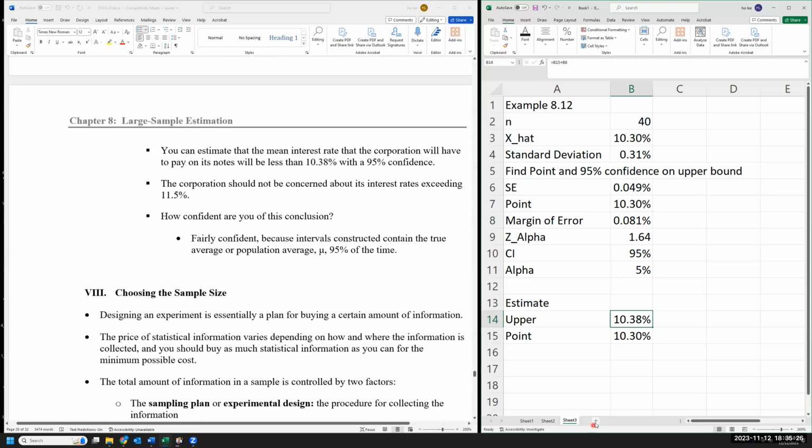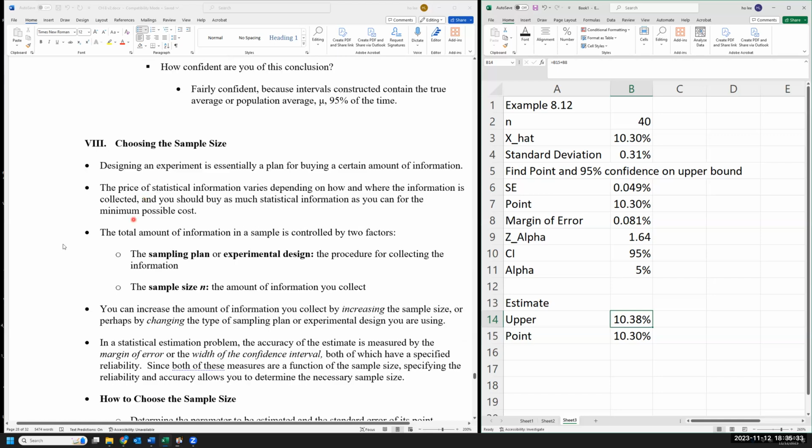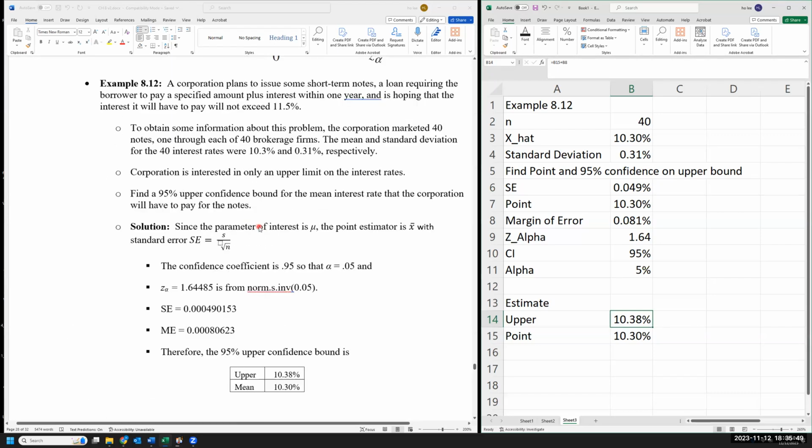Okay. The last thing we're going to talk about, section 8, is choosing a sample. And this is basically manipulating the confidence interval formula to figure out, if I want a certain confidence interval, how big does our sample need to be? Okay, for example, do you remember? Here's a confidence interval formula: the mean plus or minus the margin of error, and the margin of error is a function of standard error, and the standard error is a function of sample size.